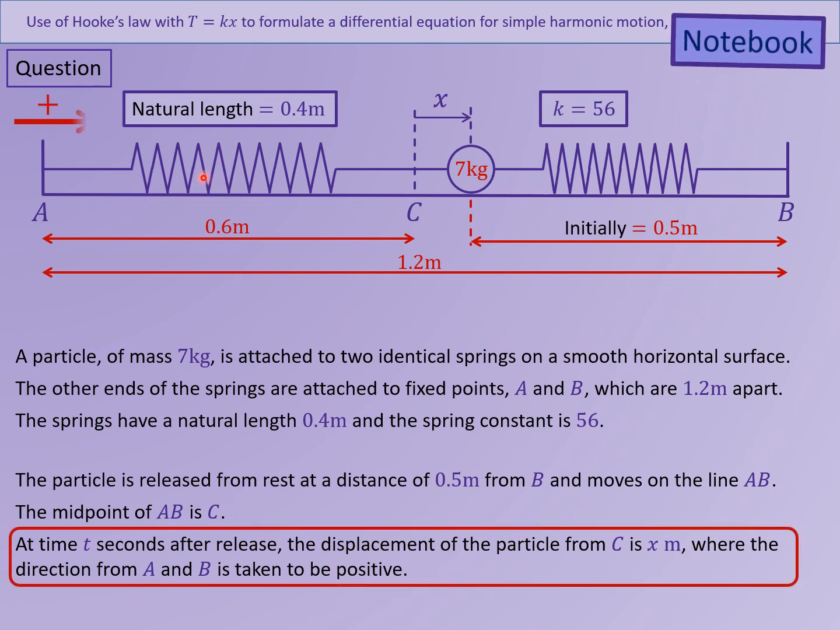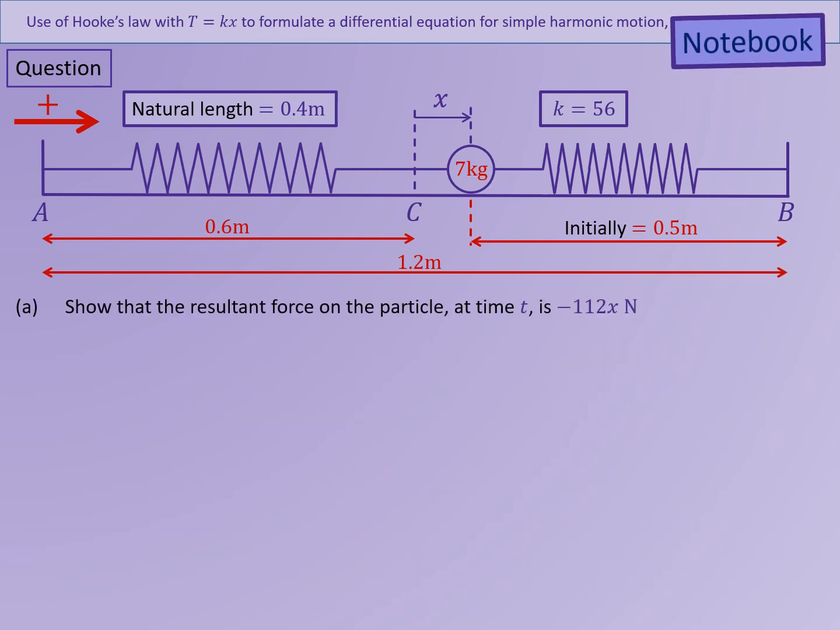Okay, so let's just record that then. Stick that down. A to B is taken as positive. Alright, because there must be a reason why they put that. So I've put all of those words on my diagram now. So what I'm going to do is get rid of those and put the first question back up. Show the resultant force of the particle at time t is minus 112 x newtons.